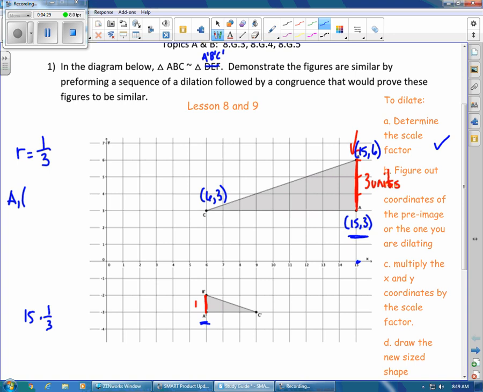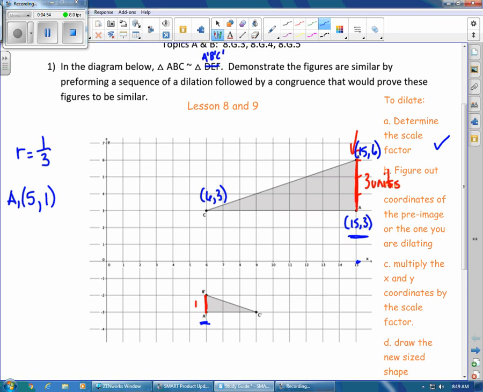Keep in mind when you're multiplying fractions, this would be 15 times 1 over 3. So it's like 15 divided by 3 when I'm multiplying by 1/3. So 15 divided by 3 is going to be 5. And then 3 times 1 divided by 3 is going to be 1. So I'm just going to erase this.